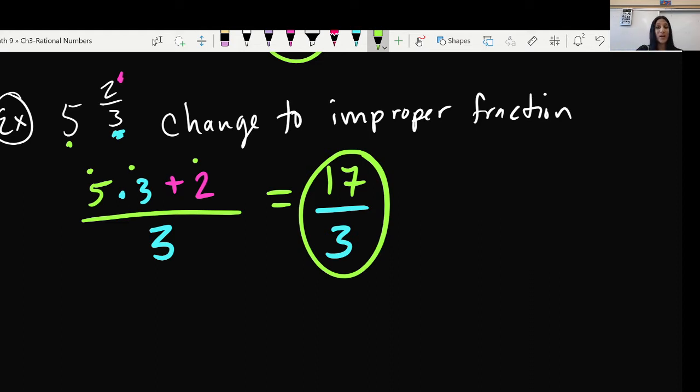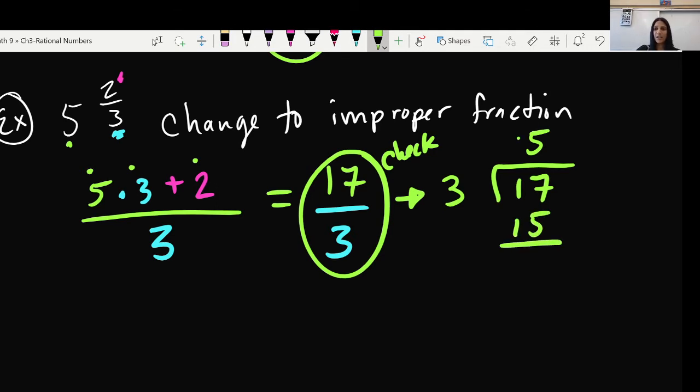And we could go the other way around. If I want to change this back to a mixed number or check to see if this is right, here's the way that I would do that. I would do 3 into 17. How many times does 3 go into 17? Well, I know 5 times 3 is 15. So I'd get 5 at the top. Then I would do 5 times 3, which would give me 15. And I would subtract these, and I'd get a 2 down here.